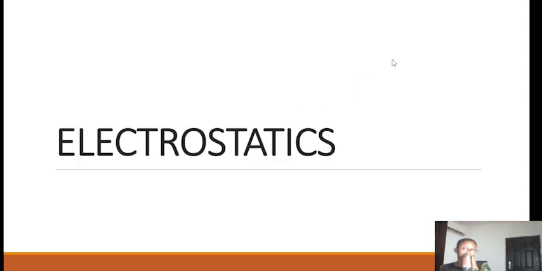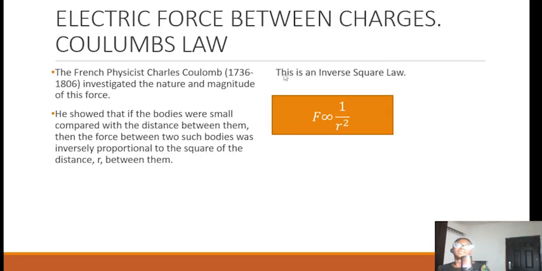Today our topic is electrostatics. We want to study about charges, about how charges flow, stable charges or constant charges. So we're going to talk about charges today. Electric force between charges, Coulomb's law.